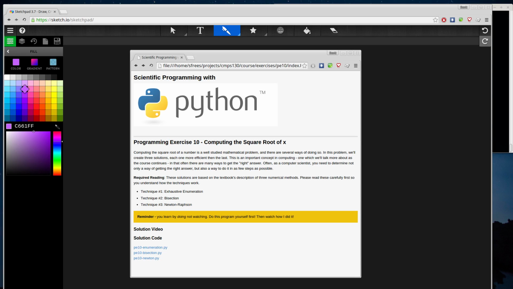Right, so for exercise 10, I'm actually going to show you how to compute the square root of x using numerical methods, but I'm going to use three different techniques to do this. And those techniques are exhaustive enumeration, bisection, and the Newton-Raphson approach, which will each work successively more quickly, or in fewer iterations.